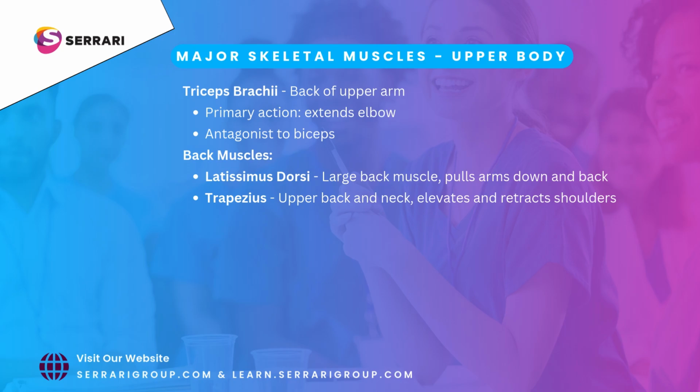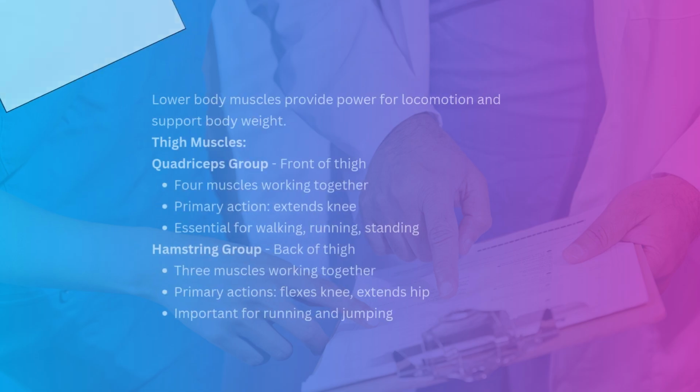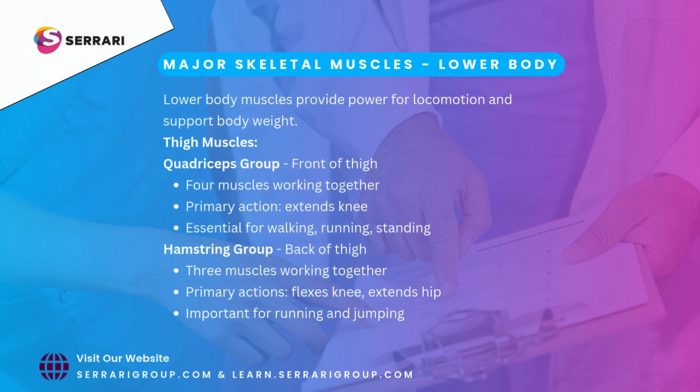Back muscles. Latissimus dorsi large back muscle, pulls arms down and back. Trapezius upper back and neck, elevates and retracts shoulders. Major skeletal muscles, lower body. Lower body muscles provide power for locomotion and support body weight.